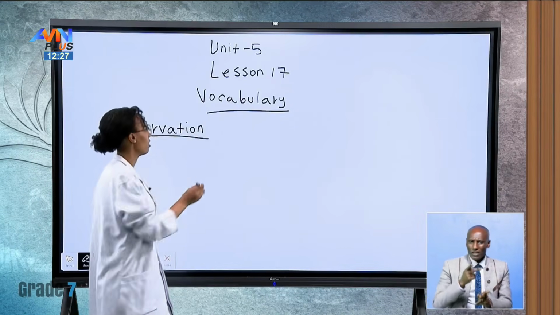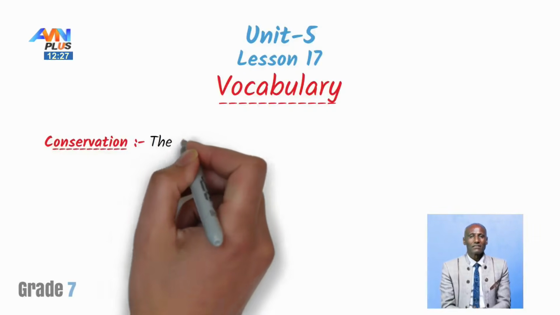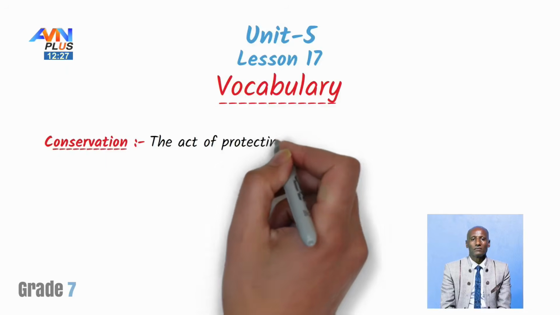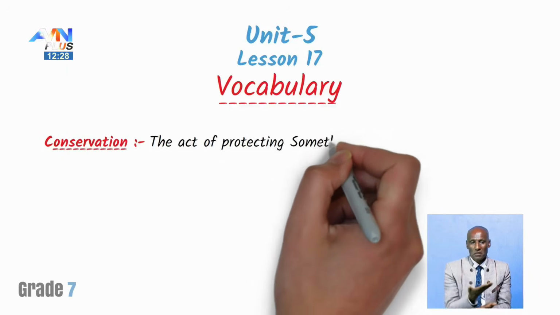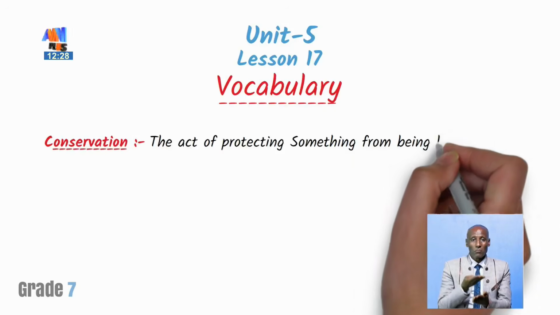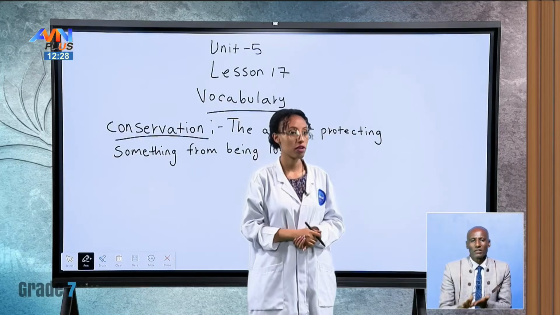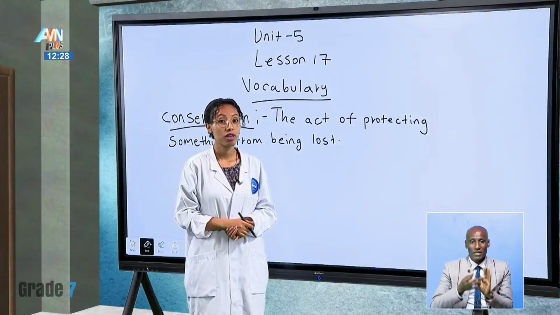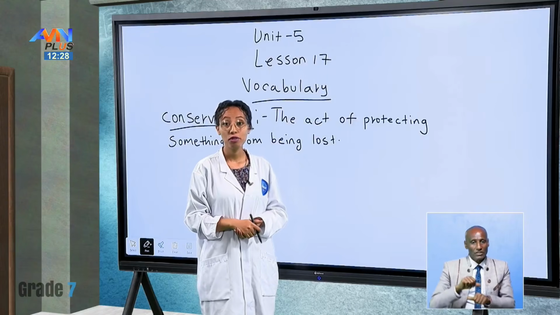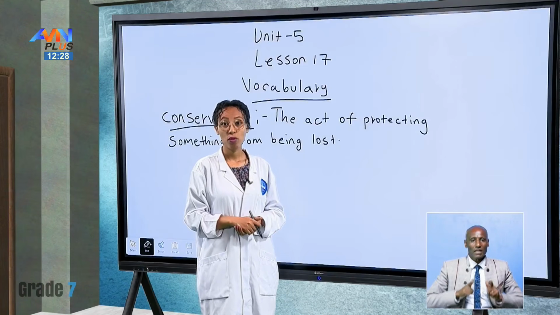What is conservation? What do you think conservation is? Conservation is the act of protecting something from being lost or destroyed. This is what conservation is. For example, we have different kinds of conservation areas throughout the world. These conservation areas are set up by different governments around the world to protect the different wildlife that we have. That is the same with our country.